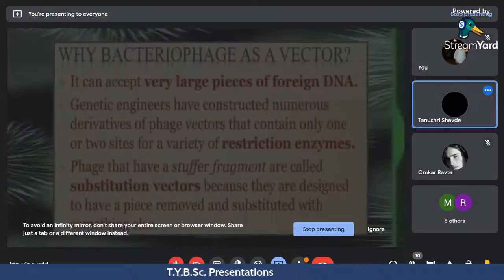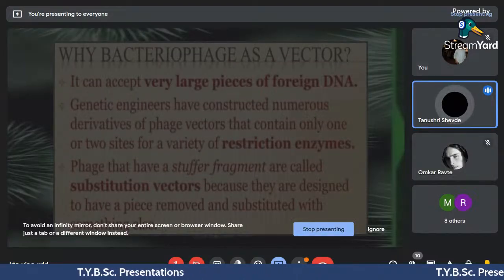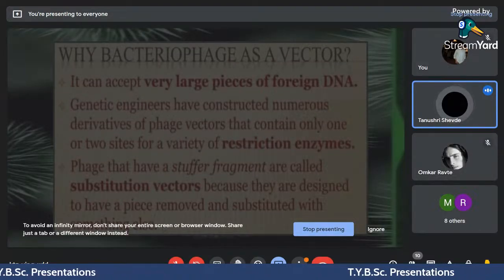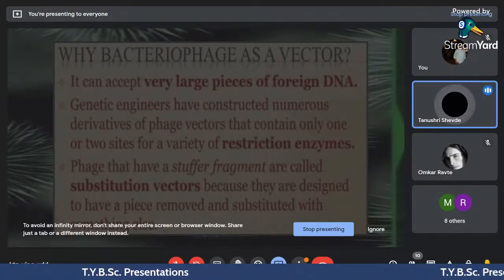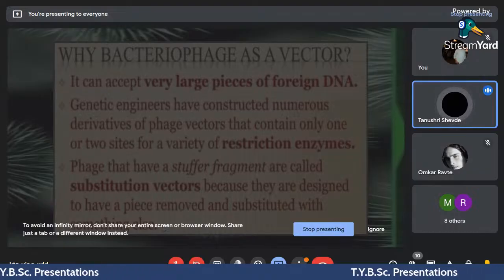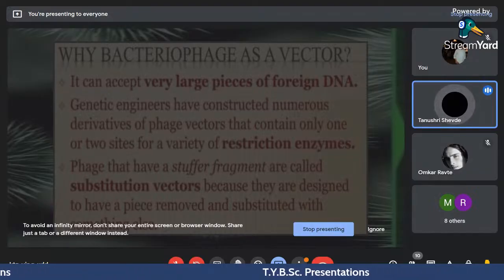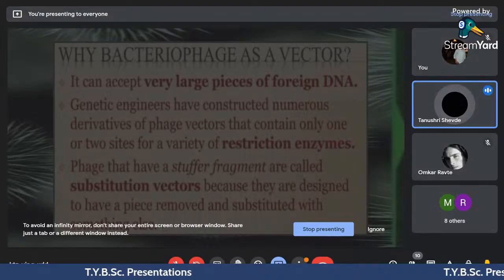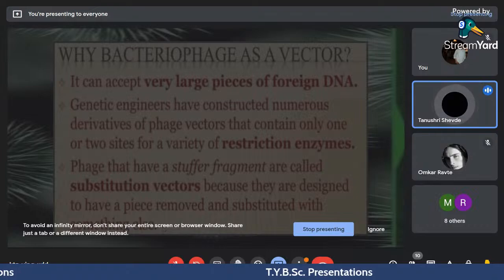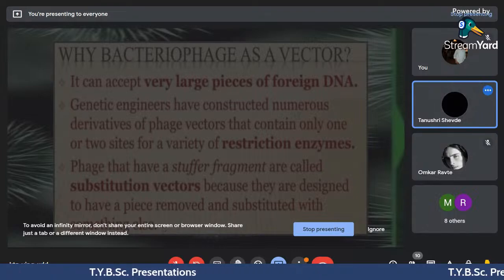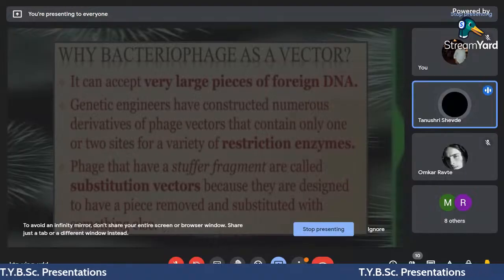Next, why bacteriophage? They act as cloning vectors. They can accept very large pieces of foreign DNA. Genetic engineers have constructed numerous derivatives of phage vectors that contain only one or two sites for a variety of restriction enzymes. Phage that have a stuffer fragment are called substitution vectors, meaning one fragment can be substituted with something else.